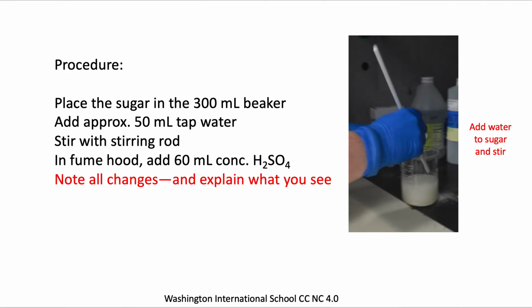And so I'm just going to place sugar in a beaker, add 50 mL, maybe even less than that, and stir it to moisten it. In a fume hood, add the concentrated acid. And please note all the changes that you see and try to explain what you're looking at.